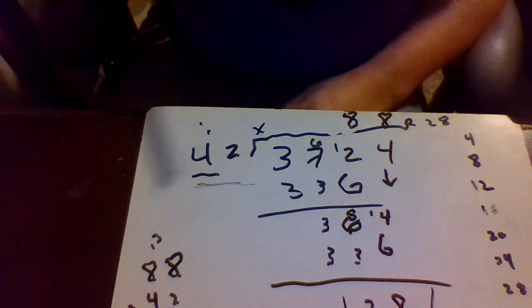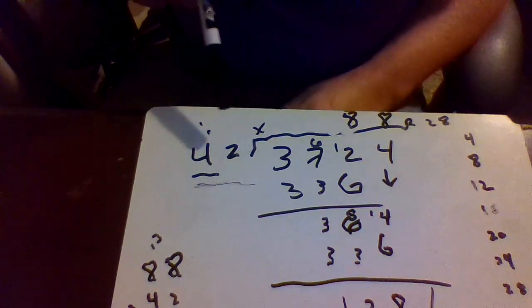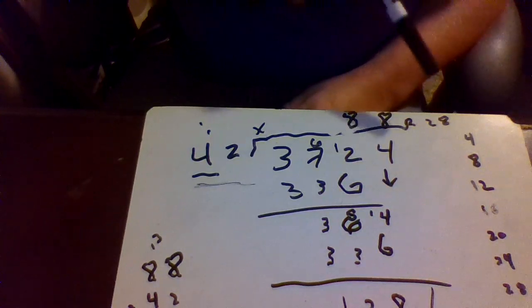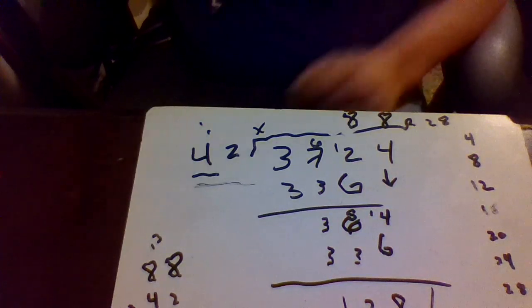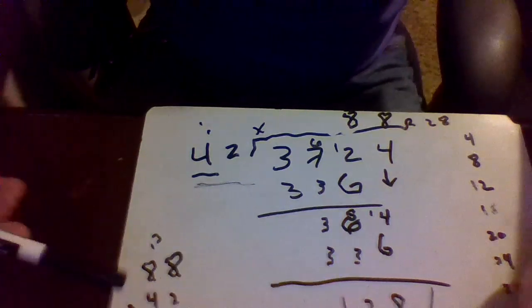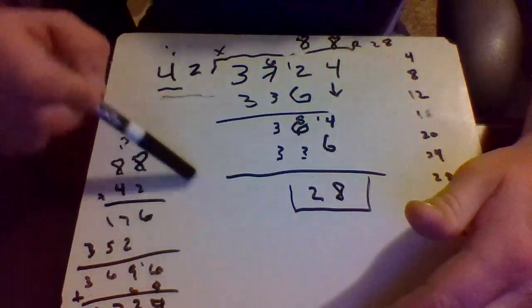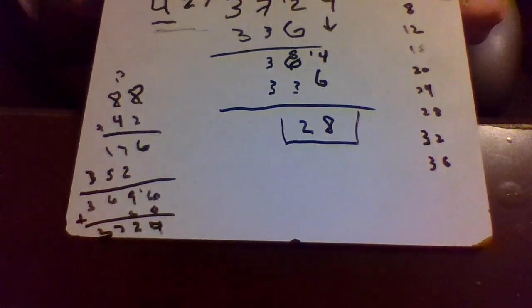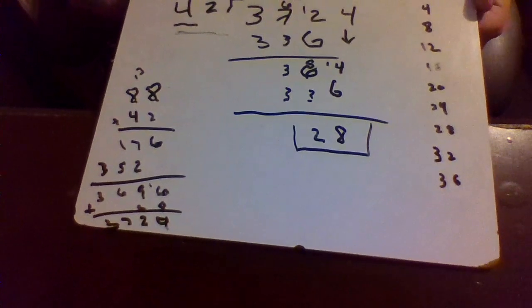So 3,724 divided by 42 is 88 remainder 28. And we just solved that, and down here we checked it. Even though this is a little sloppy work because I didn't have a lot of room to work with, we did check it down there.